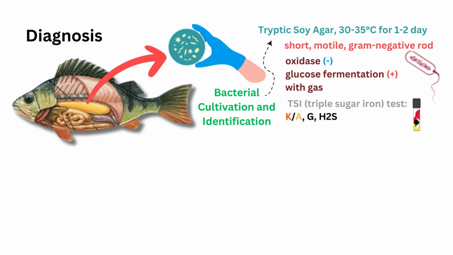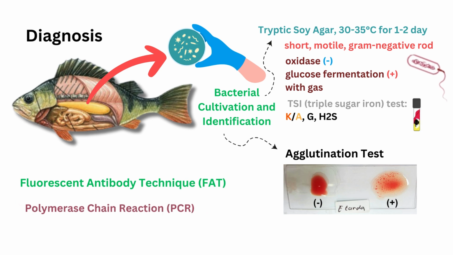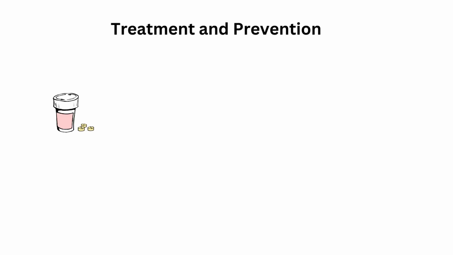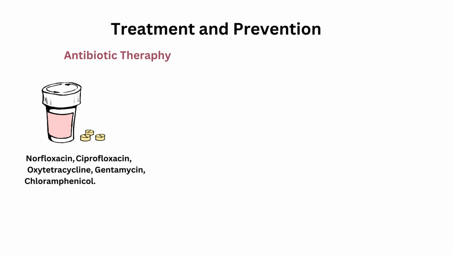However, confirmatory diagnosis can only be accomplished if the isolate agglutinates in the slide or microtiter agglutination test with Edwardsiella tarda antiserum. Other tests that can be done as confirmatory diagnosis include fluorescent antibody technique and also polymerase chain reaction. For treatment and prevention, a good number of antibiotics can be used to treat the infection, such as norfloxacin, ciprofloxacin, oxytetracycline, gentamicin, and chloramphenicol.